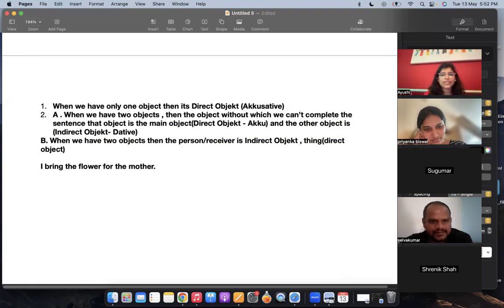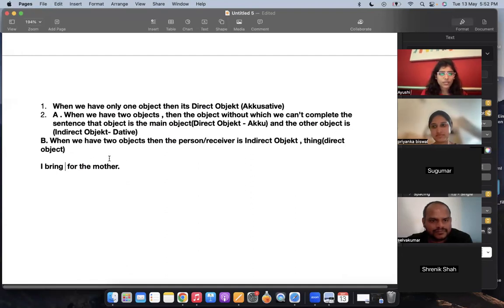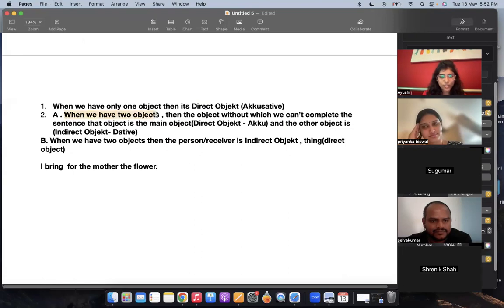No, not like that. Don't say first object, second object. I can also write it like this: I bring for the mother the flower. But first object, second object, that's the wrong way. These are the two ways of identifying. When we have two objects, then the object without which you can't complete the sentence.